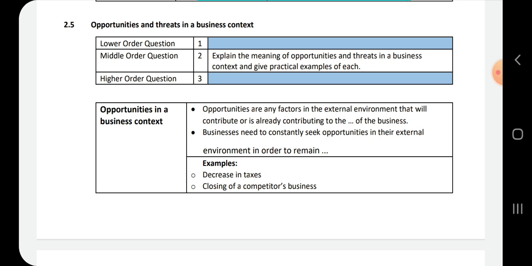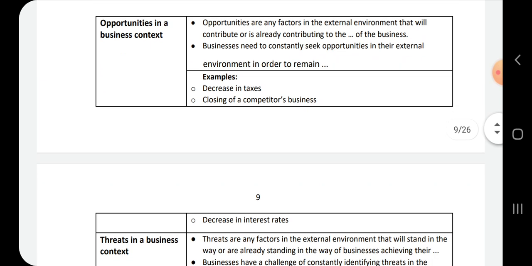Opportunities and threats in the business context. So another thing in the market environment that you can be assessed on is opportunities and threats. So in a business context, opportunities and threats lie outside the business. They are external factors, but strengths and weaknesses are within the business.